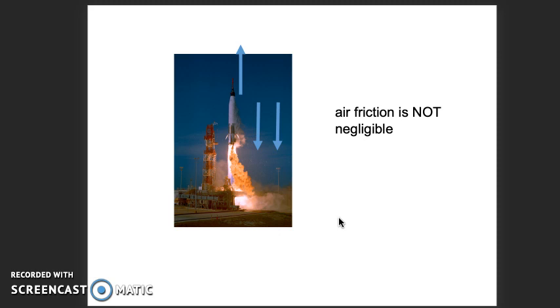Now, notice what's absent. Unlike every other diagram, this is missing a normal force. Why is there no normal force on the rocket? Well, it's because the rocket is not actually touching any surface. It's in the air, so no normal force at all.